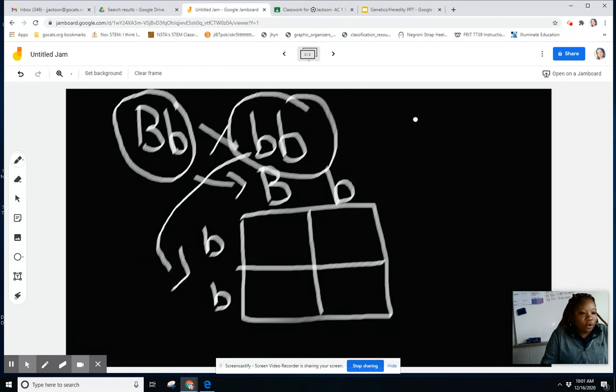And we're looking for fur color. We're trying to figure out how many of the offspring will have a white or black fur color, okay? Now we know big B, little b is dominant, so that's going to read black fur. Little b is going to read recessive, so that's going to be white fur.